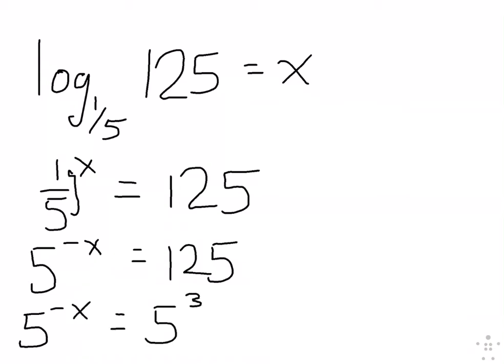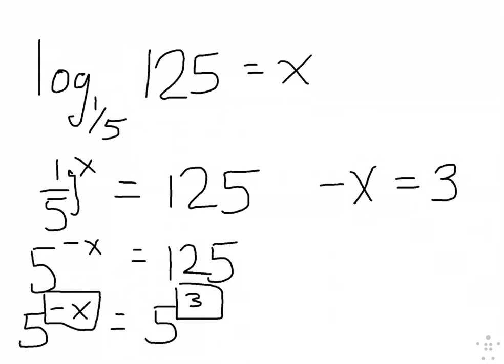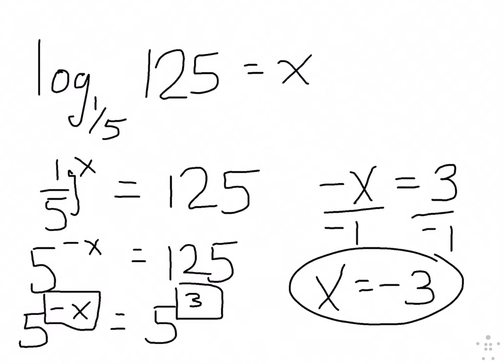Are the bases the same? Yes. Then the exponents need to be the same. Now in this particular problem, we have negative x equals 3. So does x equal 3? No. If I divide by negative 1, I get x equals what? Negative 3. 3 divided by negative 1 is negative 3.